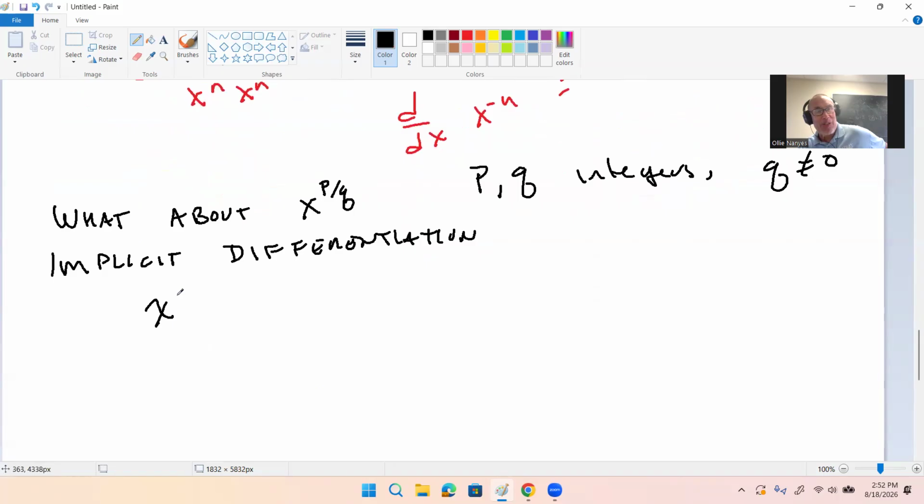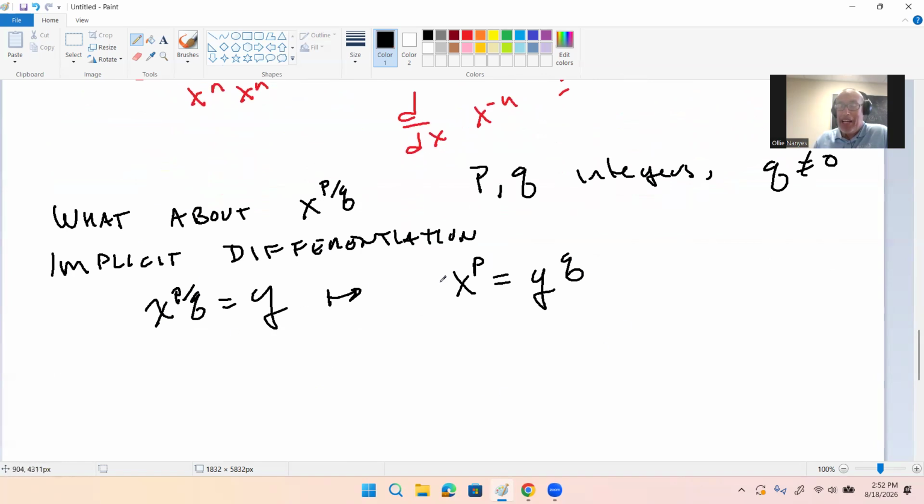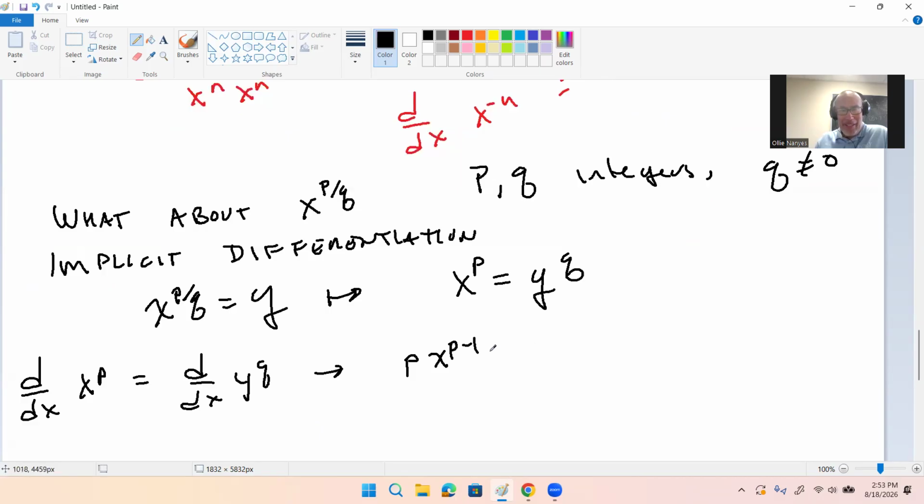What you have is x to the p over q. If you let this equal y, that is exactly the same as y to the q equals x to the p, up to domain. You can raise both of these to the qth power. Now let's take the derivative with respect to x. Now this one, since it's now an integer, we already know what that is. This is now an integer as well, times dy dx by the implicit function theorem.